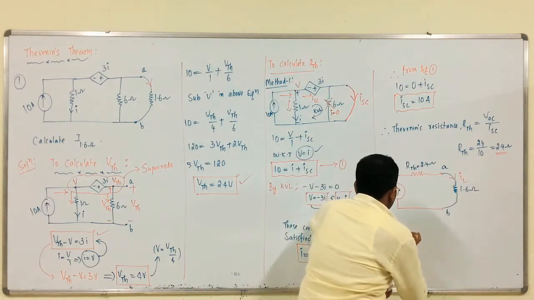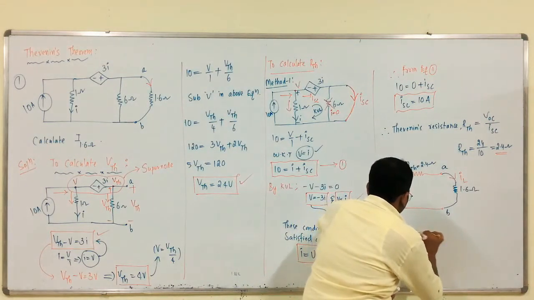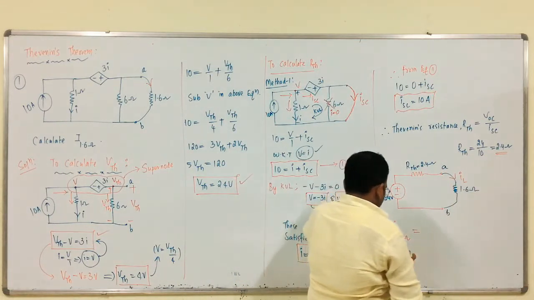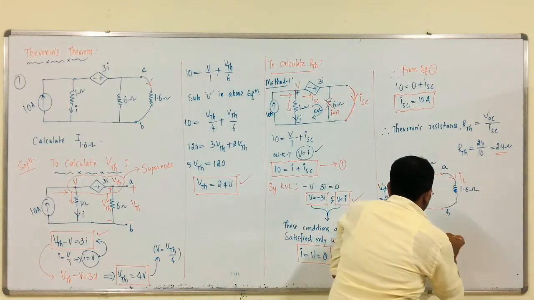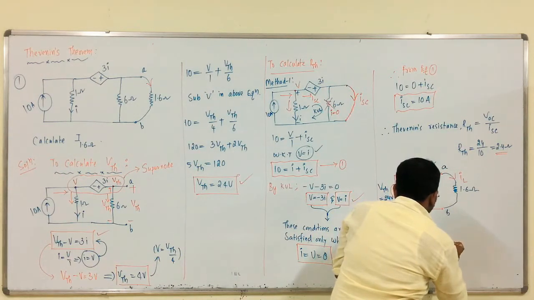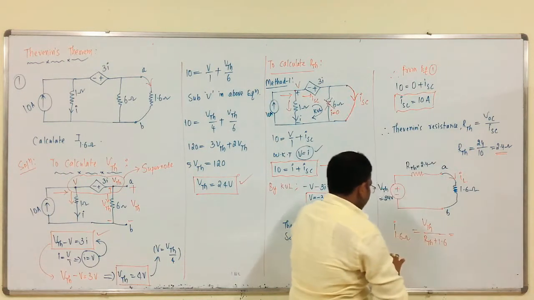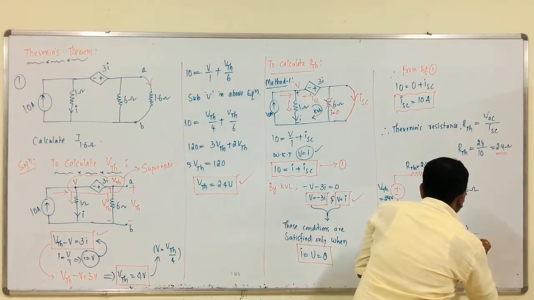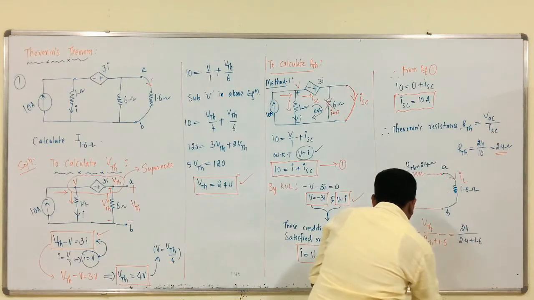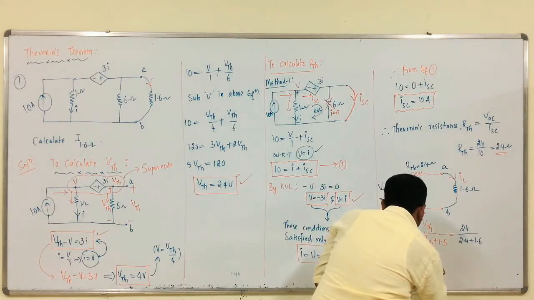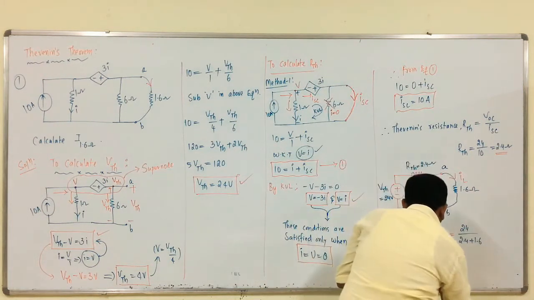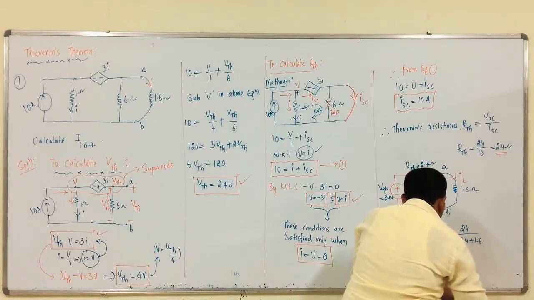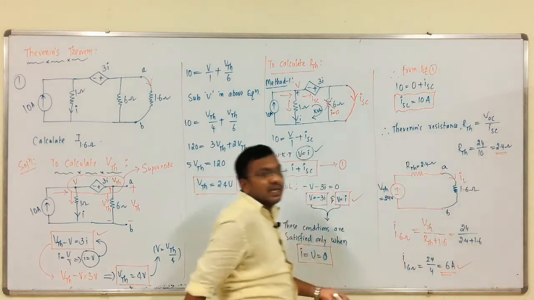Therefore, current through this 1.6 ohm resistor is equal to voltage by total resistance, that is VTH by RTH plus 1.6, which is equal to, what is the value of VTH? 24 by RTH is what? 2.4 plus 1.6. Therefore, current through 1.6 ohm resistor is what? 24 by 4, that is 6 amp. The answer is 6 amperes.